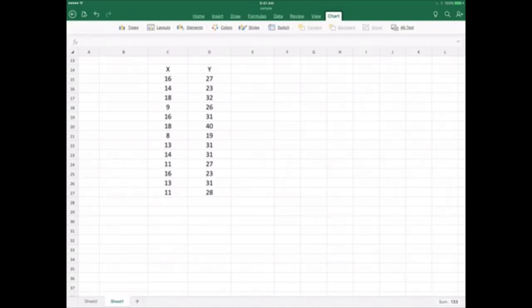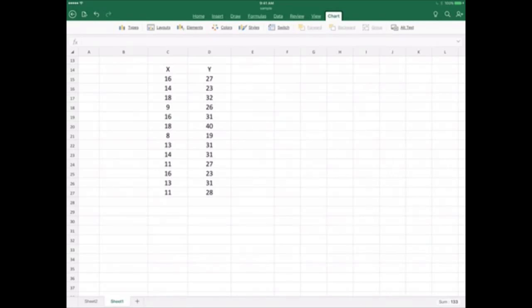In some cases, you want to know if X goes down, does Y also go down? That's a positive relationship. If X goes up, does Y also go up? That's a positive relationship. When X goes up, does Y go down? That would be a negative relationship.